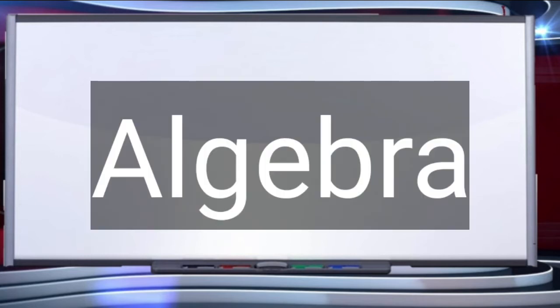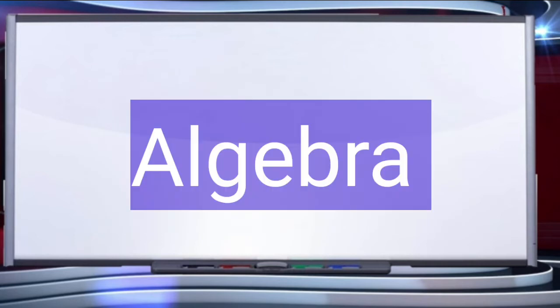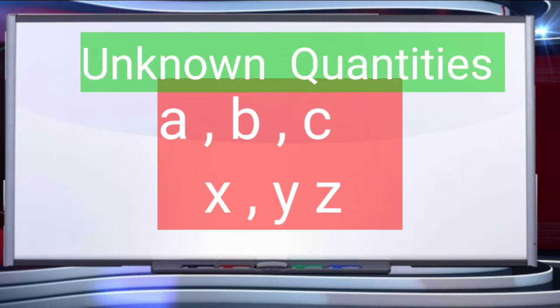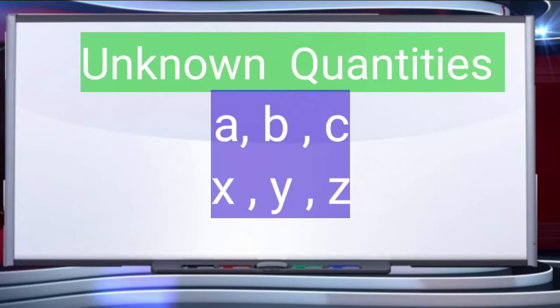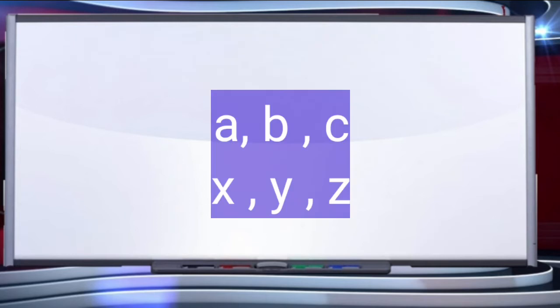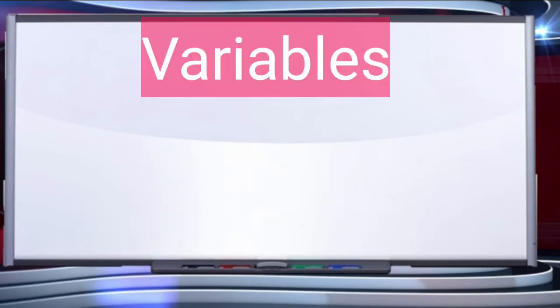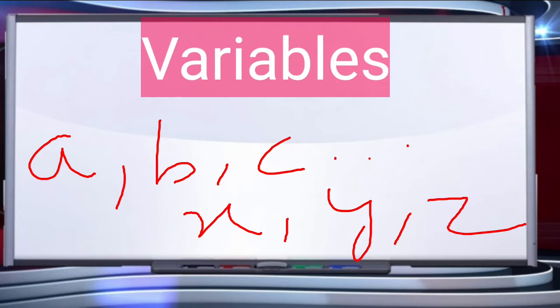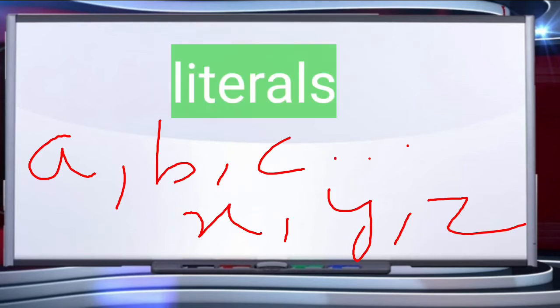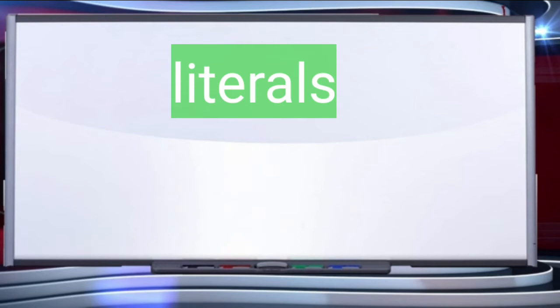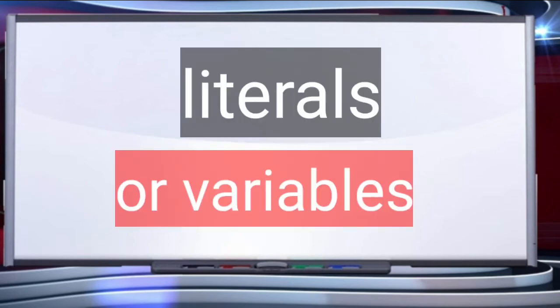Here we will study a new branch of mathematics called algebra. In algebra, we generalize the result to represent unknown quantities. We represent these unknown quantities by English alphabet letters like A, B, C, X, Y, Z, etc. These unknown numbers are called variables or literals.